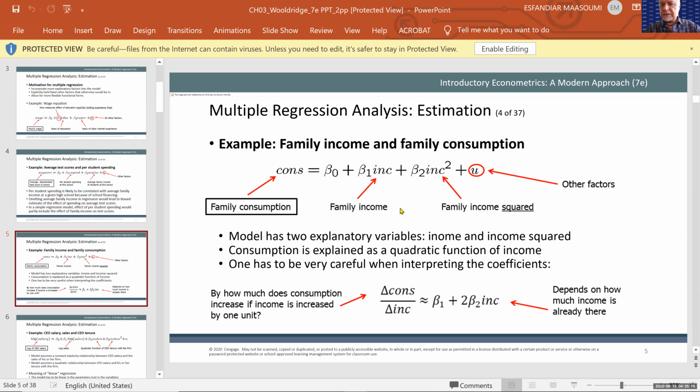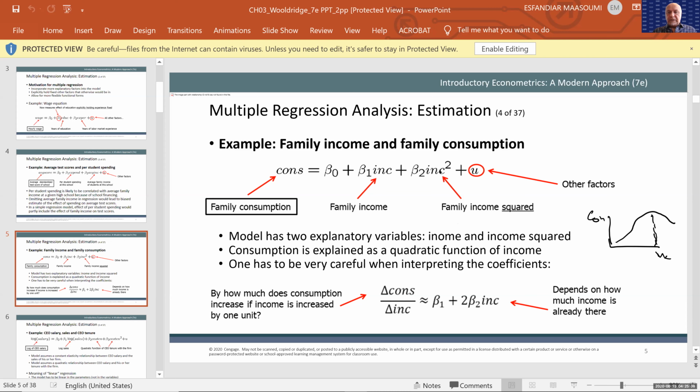You can draw this in here. So this is consumption, this is income, and you might find that it does something like that. So at some point, more income isn't going to increase your consumption, but it does non-linearly reach a peak. That's what this function will get you.